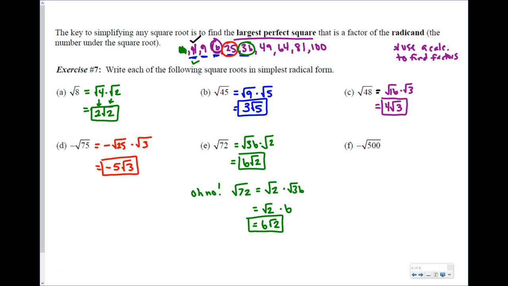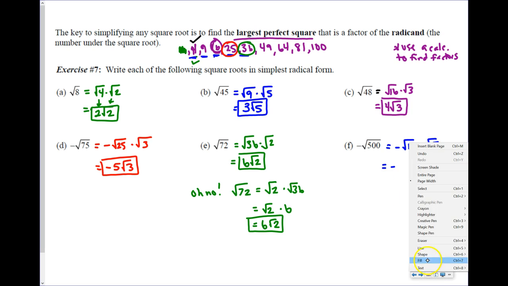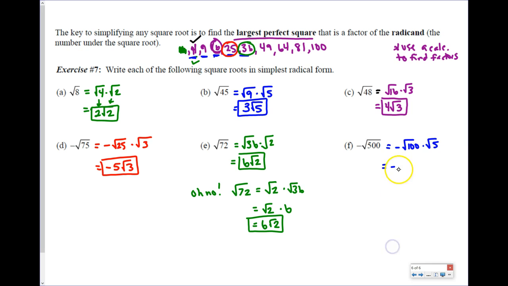And finally for F, okay, I'm going to show you two ways to do F. When I first see 500, I think 100 as a perfect square. So I think negative square root of 100 times the square root of 5. This would simplify to a negative 10. Oh, sorry, not with the square root symbol though, just the negative 10, times the square root of 5, which would give me a final answer of this.